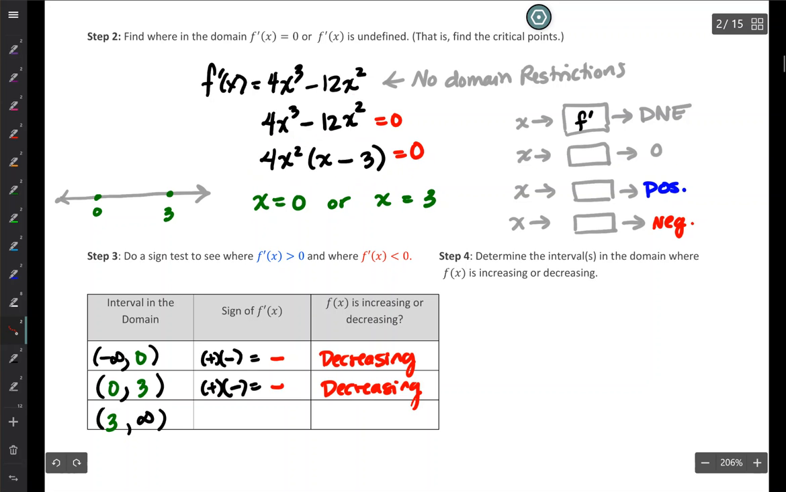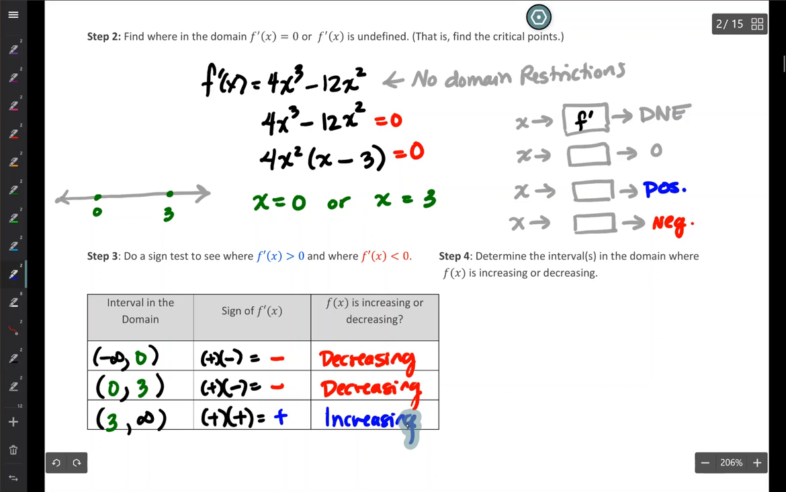Now pick a number bigger than 3. 10. 10 squared is positive times 4 is positive. 10 minus 3 is positive. A positive times a positive is positive. I know that my function is increasing.